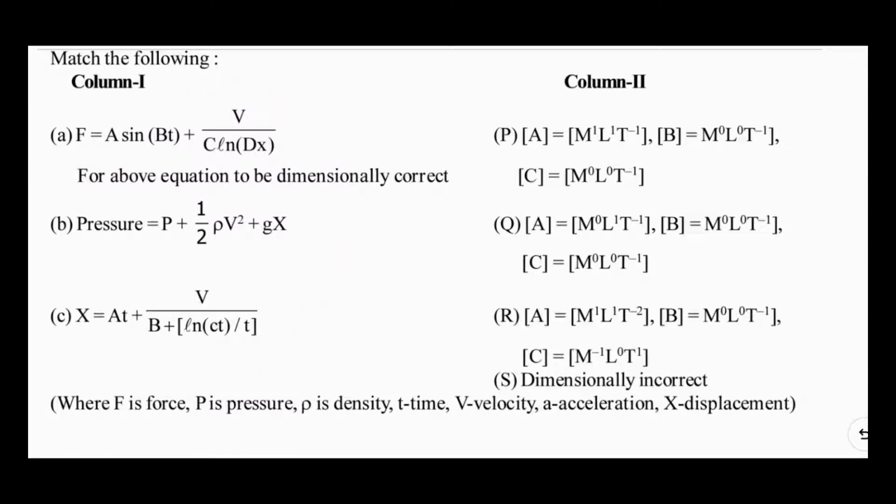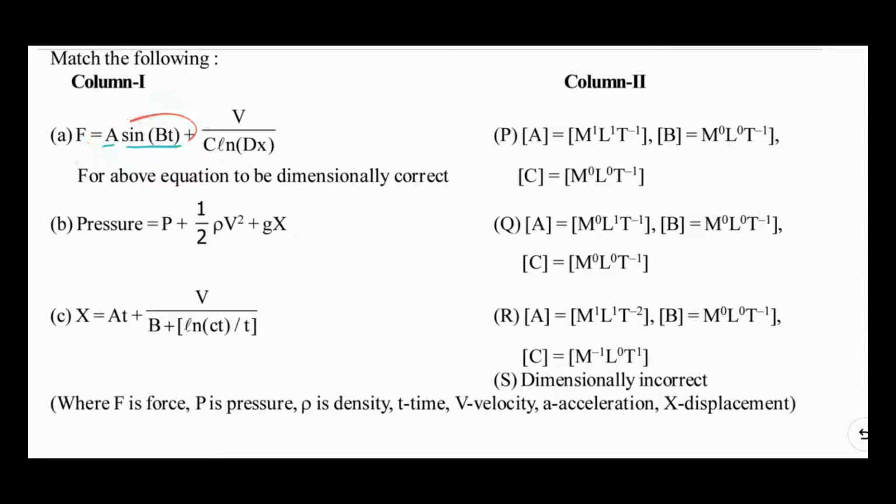Let's proceed. First, in option A, I am observing F equal to A sine of BT. Now sine of any term, sine is a ratio of the sides of a triangle. Sine theta is the ratio of perpendicular by hypotenuse. So this should be a dimensionless quantity because it is a ratio of two sides. For this equation to be dimensionally correct, the dimension of F and the dimension of this expression should be equal. And here we have two terms whose addition is performed. After addition, the dimensions are not going to change, and these two terms should have the same dimension, and that dimension needs to be equal to the dimension of force.